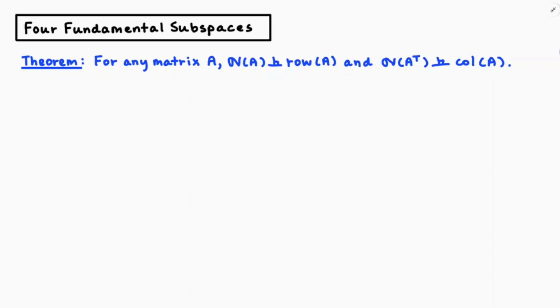Now, to connect this back to what we've been talking about recently, the four fundamental subspaces, what we can say is that for any matrix A, the null space of A is going to be orthogonal to its row space, and the null space of its transpose is going to be orthogonal to its column space. If you think about it, this makes a lot of sense.